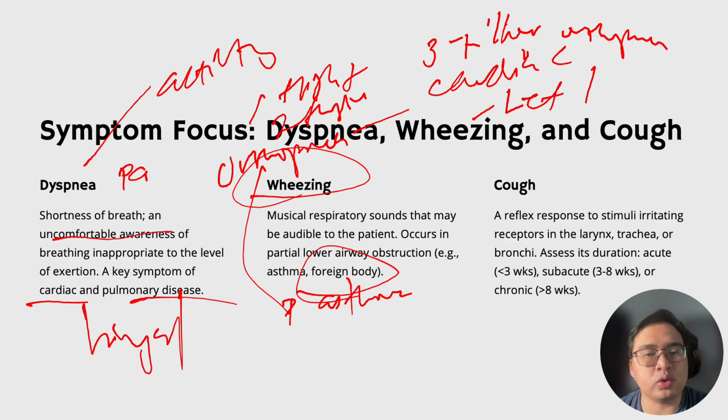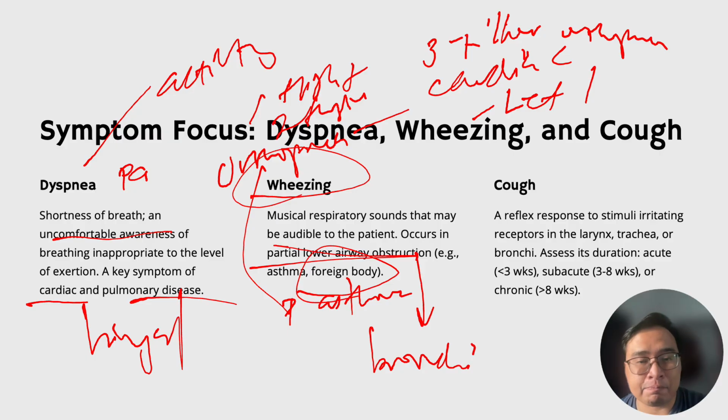So you see this symptom among patients with partial lower airway obstruction, meaning the obstruction is at the level of the bronchi, not at the level of the pharynx. Okay. Lastly, we have cough.